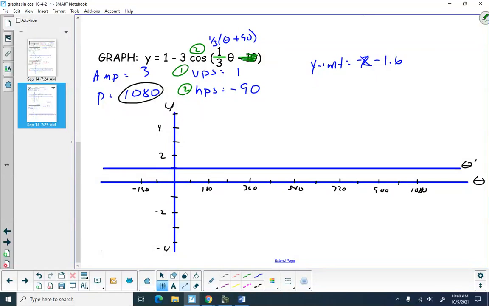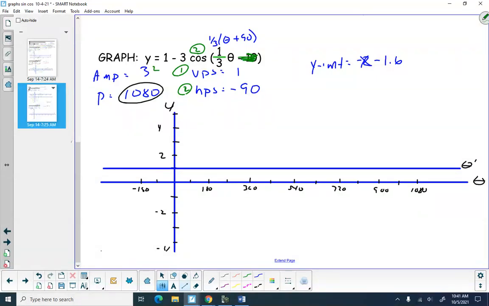Your trig function will tell you if you're at the peaks and valleys or on the prime axis. Madison, are we at peaks and valleys or prime axis here? Peaks and valleys, because it's a cosine curve. So then we take a look, do we do the peak or do we do the valley? Well, the negative will tell us if we do a peak or valley. If it's positive, that's a peak. If it's negative, that's going to be a valley. So at negative 90, we have to go to a valley.